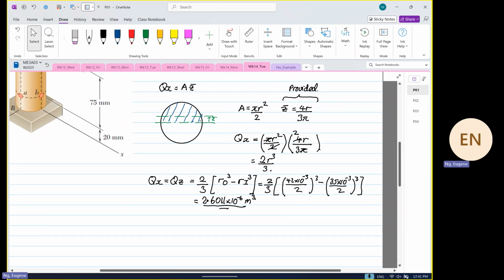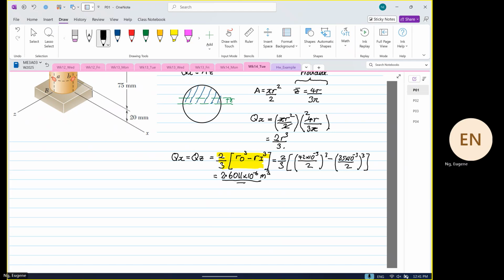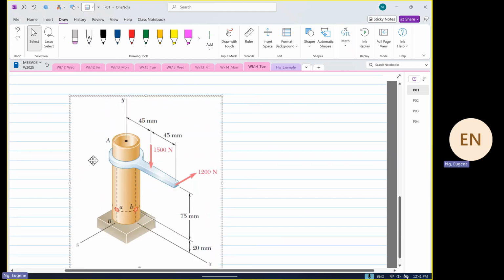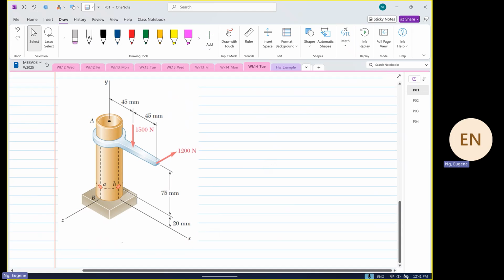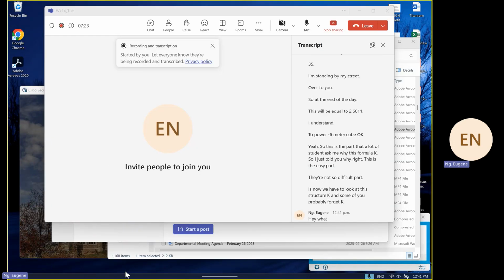So this is the part that a lot of students ask me why this formula. Okay, so I've just told you why. Right, this is the easy part. The not so difficult part is now we have to look at this structure. Okay, and some of you probably forget.